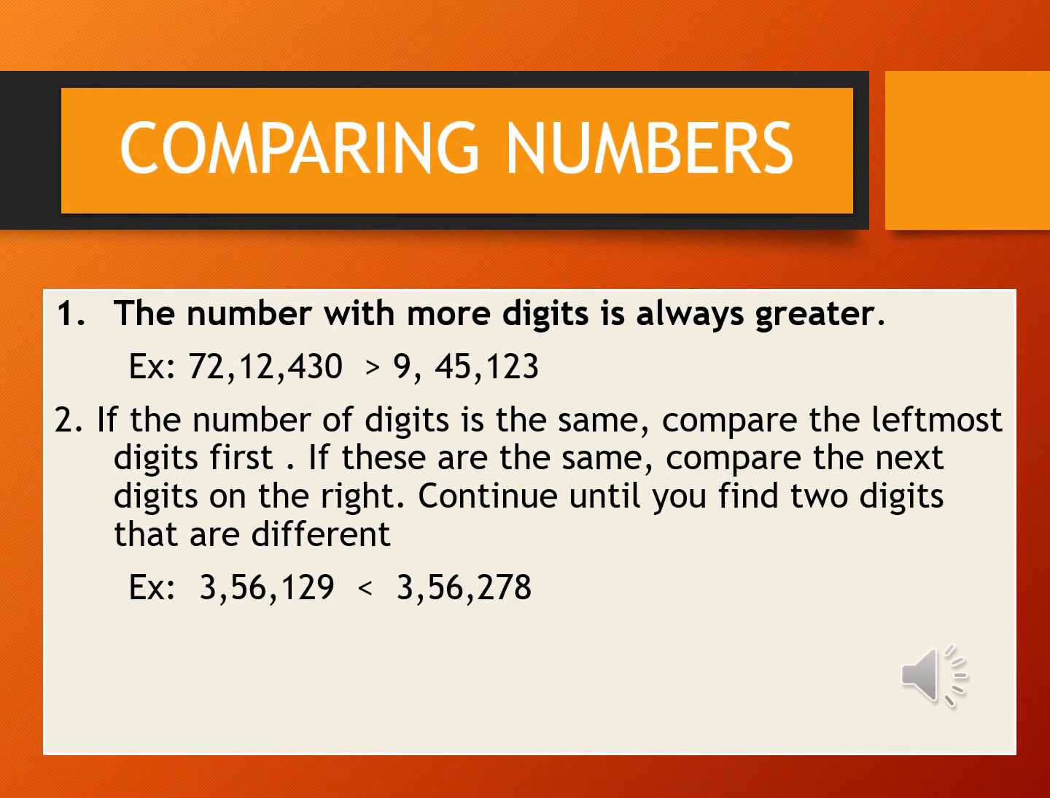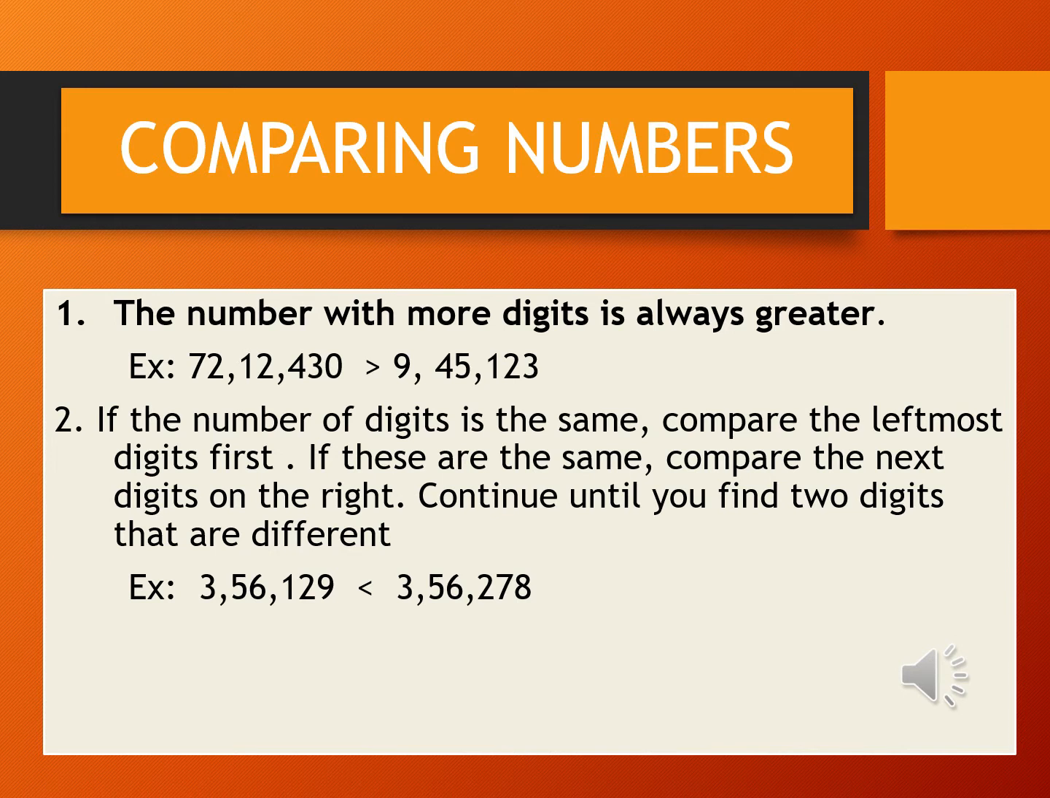Next, we can discuss comparing numbers. To compare two numbers, we check which number has more digits. The number with more digits is always greater. One example is given here. The first number is 72 lakh 12,430. That has 7 digits. And the second number is 9 lakh 45,123. It has 6 digits.